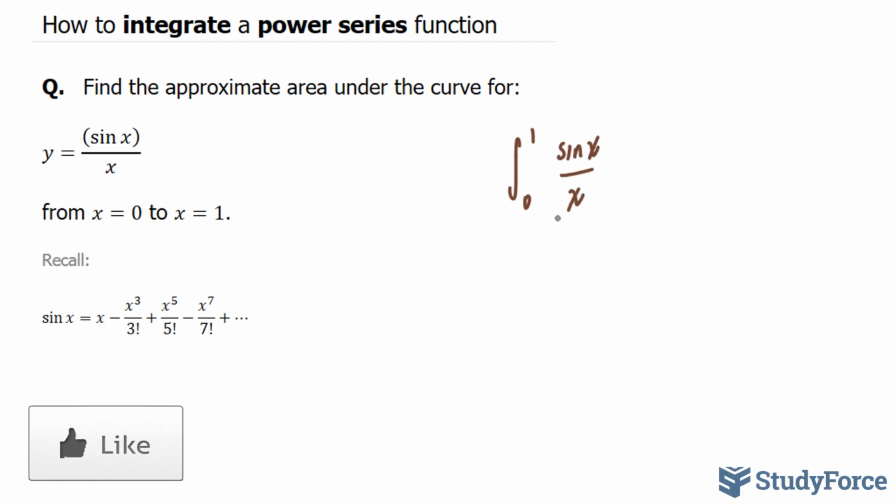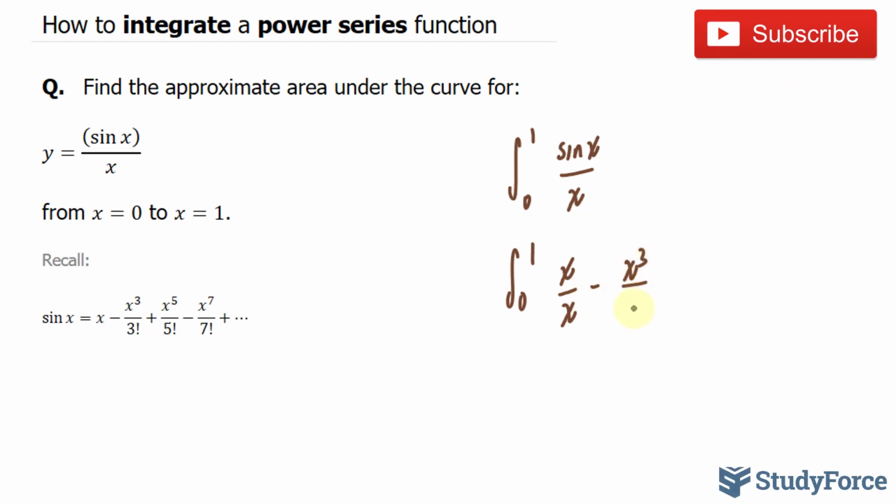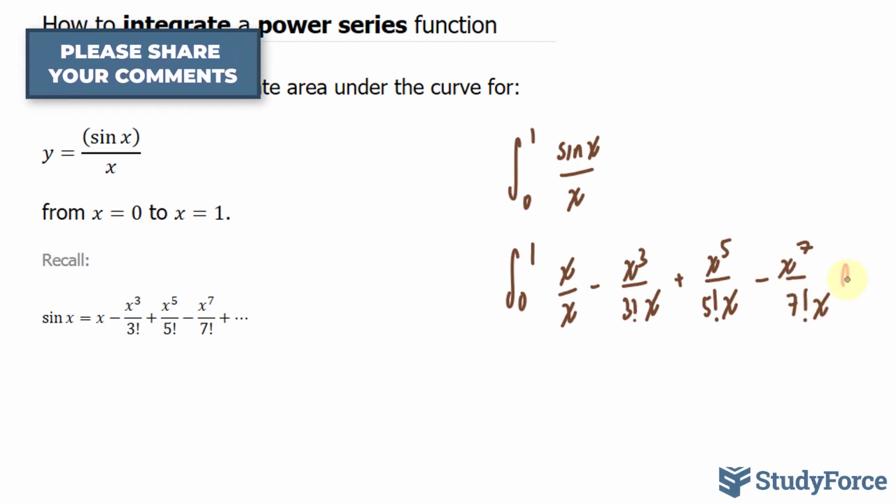The Maclaurin series for sine x is shown right here, and it's being divided by x. So what we have to do is divide each of these terms individually by x. Let's go ahead and do that. So we have the integral between 0 and 1, x divided by x minus x to the power of 3 factorial divided by x plus x to the power of 5 over 5 factorial divided by x. And we'll stop after this last term, where we have minus x to the power of 7 over 7 factorial divided by x.